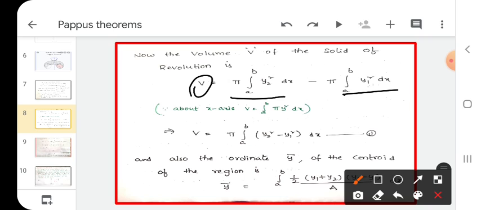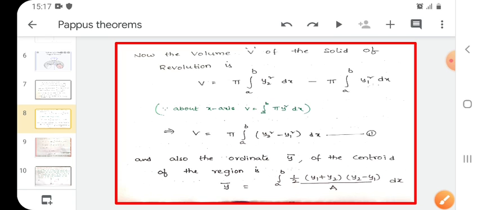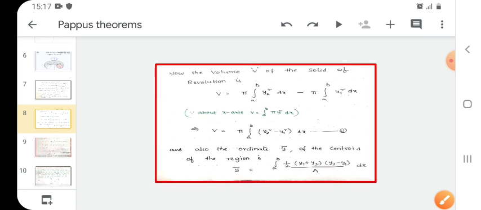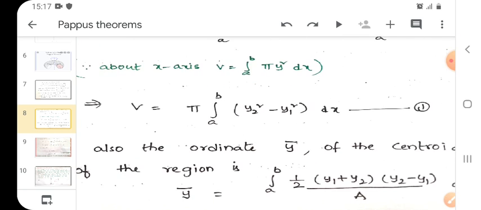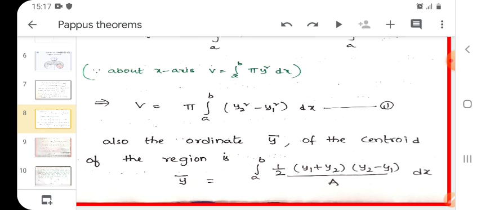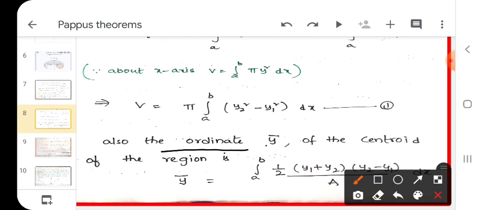Next, I take pi integral a to b common. The remaining terms are y2 square minus y1 square dx. Let this be equation number 1. Next, I write the centroid of the region. See here, what is the formula of the centroid of the region? The ordinate y bar of the centroid of the region is y bar equals integral a to b half y1 plus y2 into y2 minus y1 by A dx.